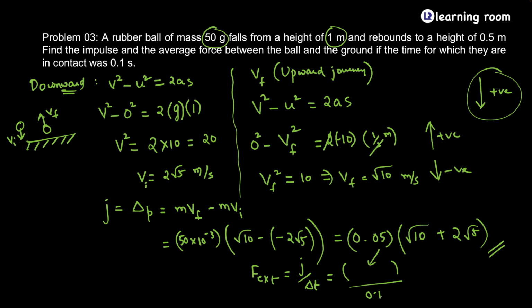I'm sorry, correction. Push it to the right. So whatever value you get here, just push the decimal value to the right. See, for example, if you get 1.2 as the impulse, external force will be 12. Because it is 10 power minus 1, it will go to the numerator as 10 power 1. It will become 10.